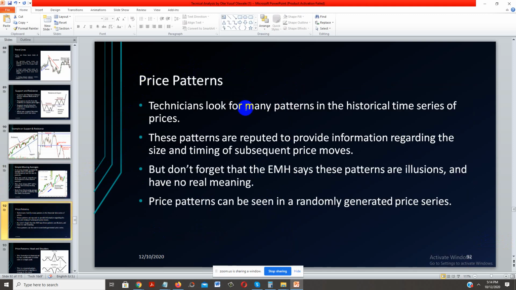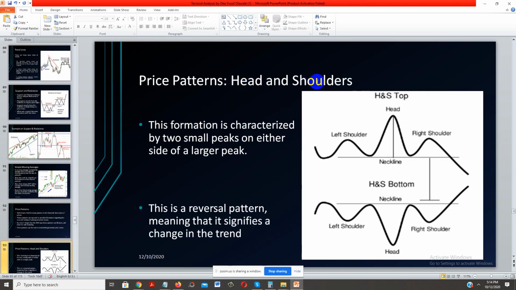And price patterns. Technicians look for many patterns in the historical time series of prices. These patterns are repeated to provide information regarding the size and timing of subsequent price moves. But don't forget that the EMH says these patterns are illusions and have no real meaning. Price patterns can be seen in a randomly generated price series. Price patterns: head and shoulder. This formation is characterized by two small peaks on either side of a larger peak.